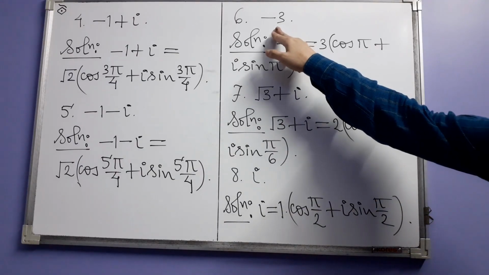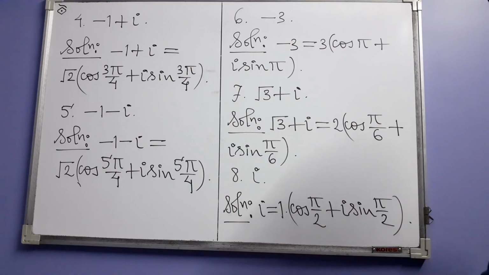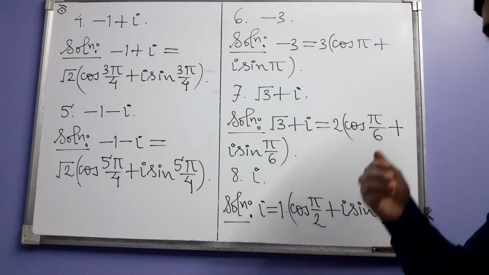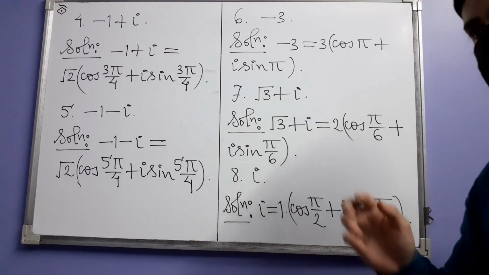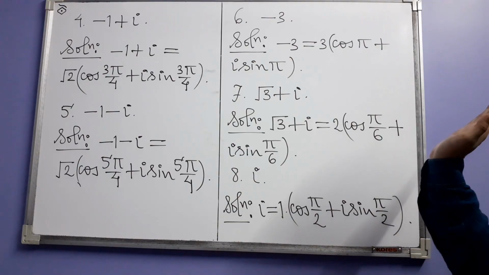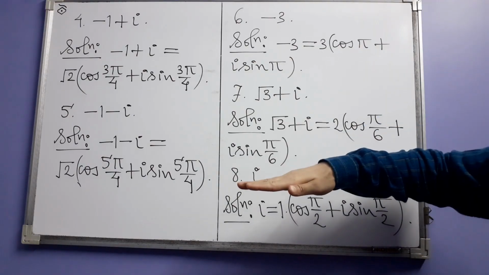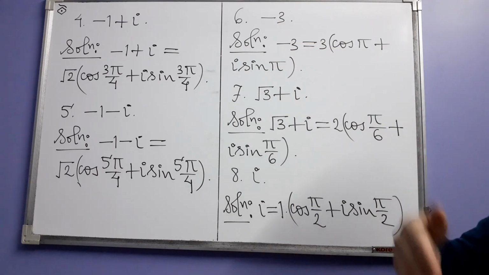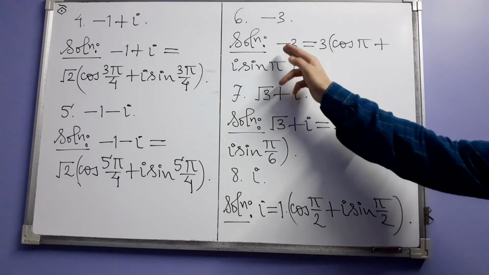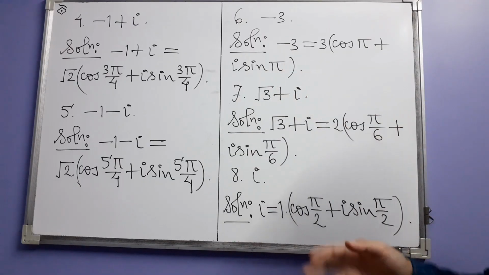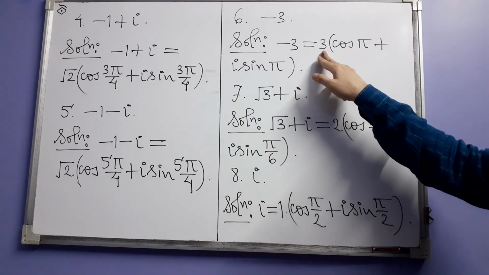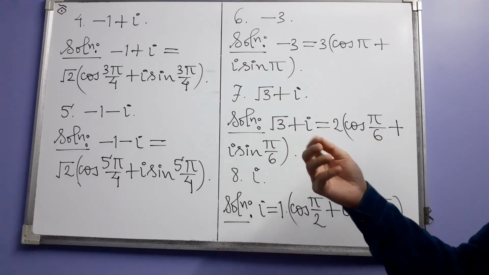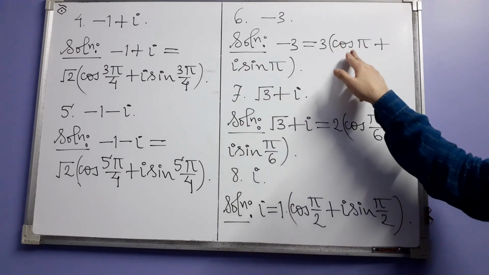This sixth one is very interesting: minus 3. Minus 3 lies on the negative x-axis, or negative real axis. For that type of points, you already have a fixed value of theta, which is pi. So 3 times cos pi, and what is its modulus? Modulus is the absolute value, because this is a real number, so you just remove the minus sign and you get the modulus. Cos pi plus i sin pi, and you can instantly see that this is really the case, because sin pi is 0 and cos pi is minus 1.